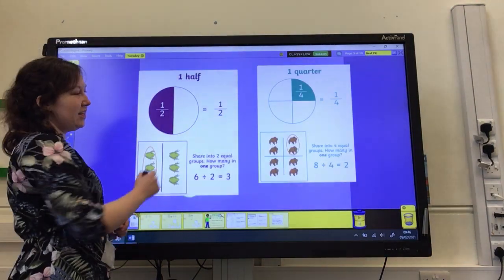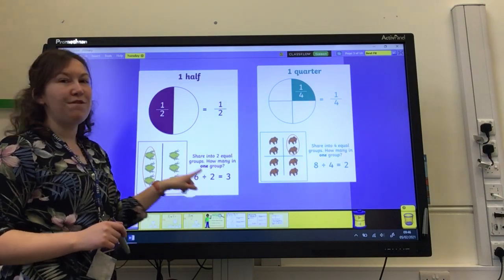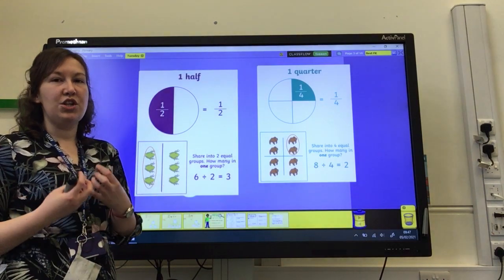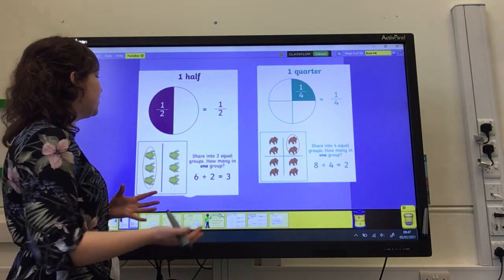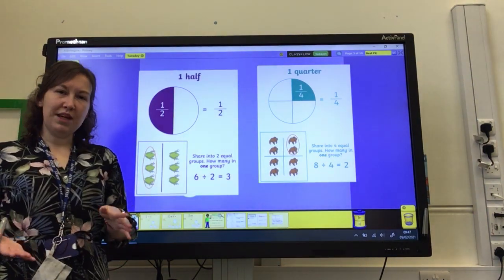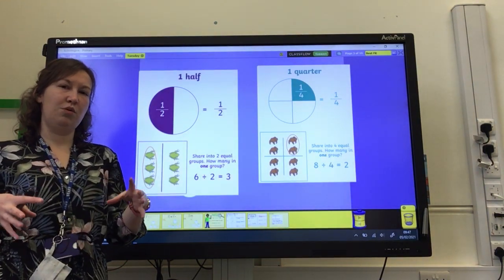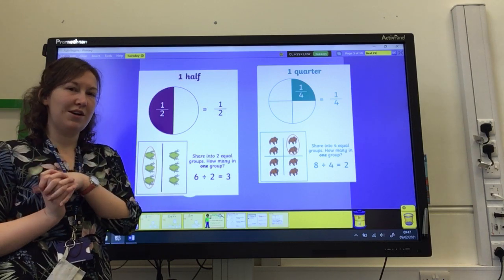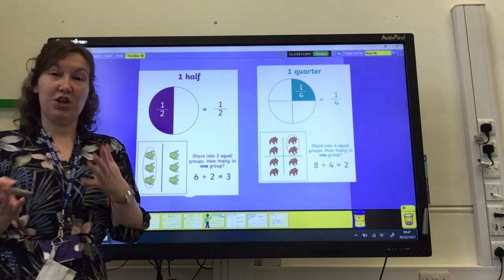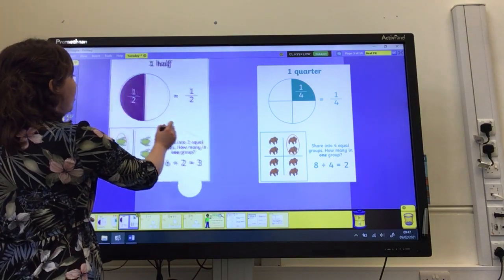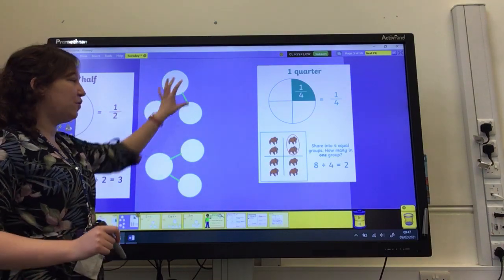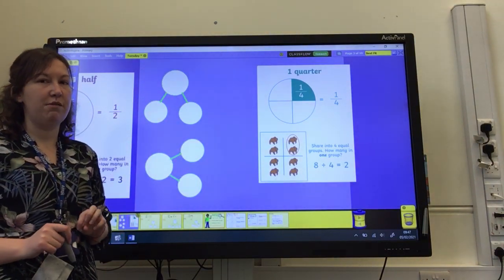So, when we're finding half, we are actually dividing by two. We are splitting it or sharing it into two equal groups. Now, we could draw it like this, or there is something else that we can use for when we're making equal groups out of a whole. I wonder who can tell me what that is. Well done if you said we could use a part whole. So, I've got a part part whole here, and you could have it either way round. I've shown you both ways here just to remind you.